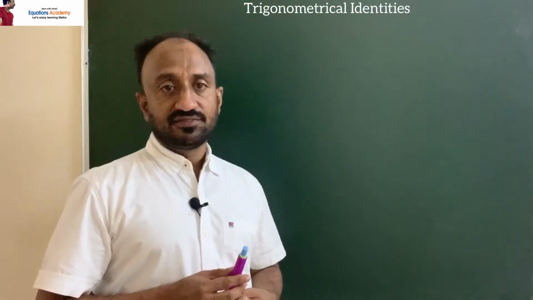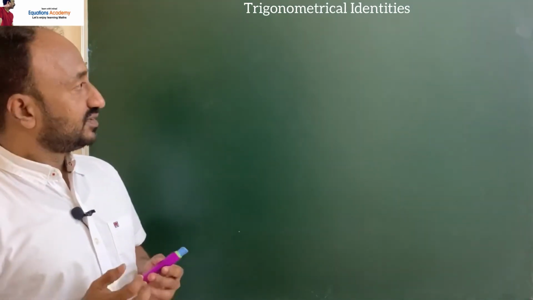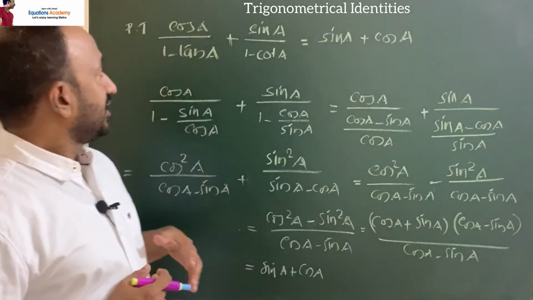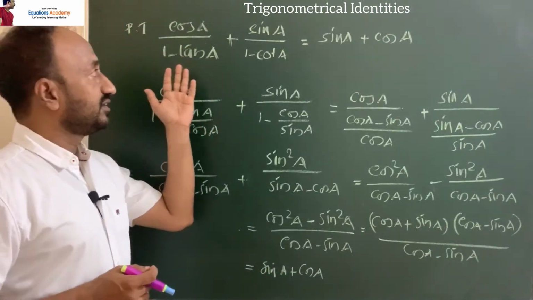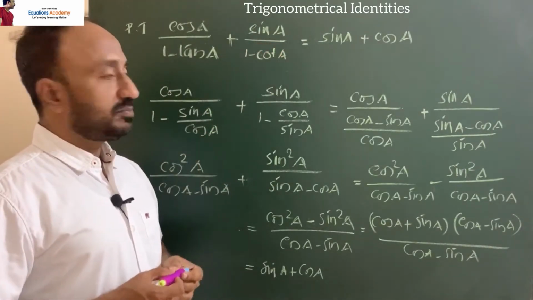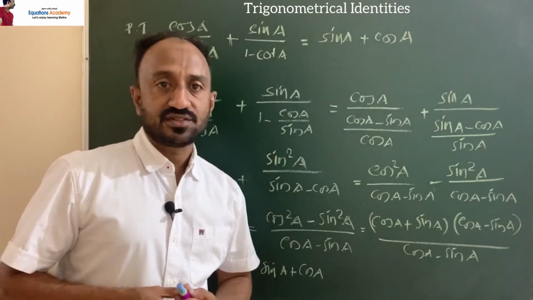Dear students, we will continue the chapter Trigonometric Identities. Let's go through some problems of exercise 21b. First question, prove that cos A divided by 1 minus tan A plus sin A divided by 1 minus cot A is equal to sin A plus cos A.